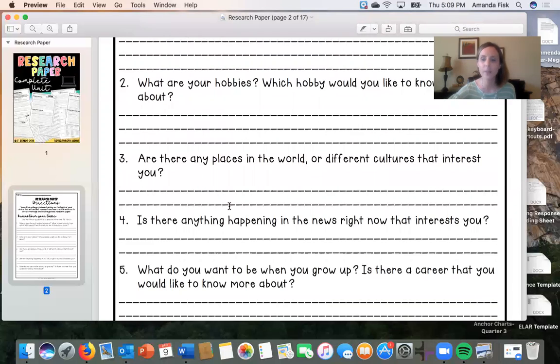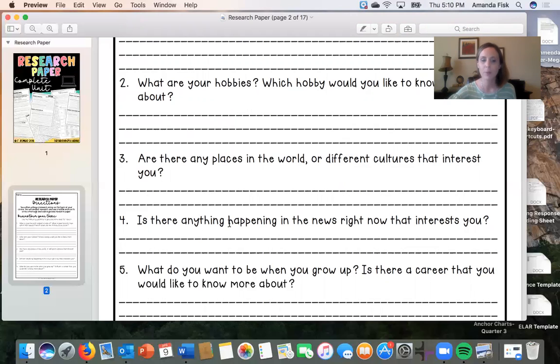Number 3 says, are there any places in the world or different cultures that interest you? It's kind of interesting that this is one of the questions because recently I did one of those ancestry kits where you send off your DNA, and I found out that I'm actually 10% Portuguese. My whole life, my family told me you're English, you're Irish, you're German, but never in the world did anyone know that we were Portuguese. So I would love to research Portugal and just the culture there to learn a little bit more about my heritage.